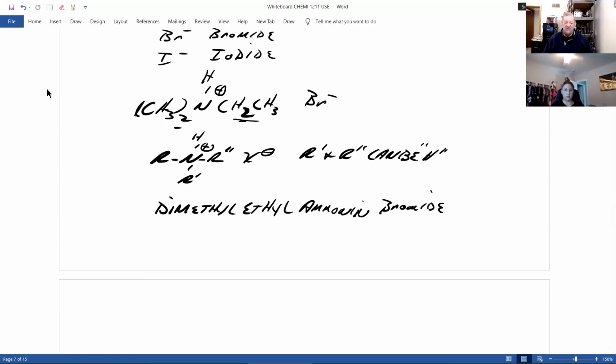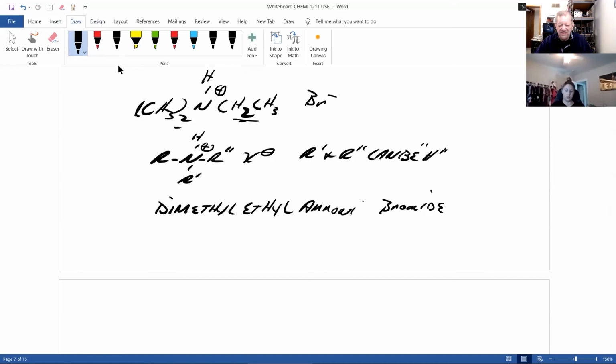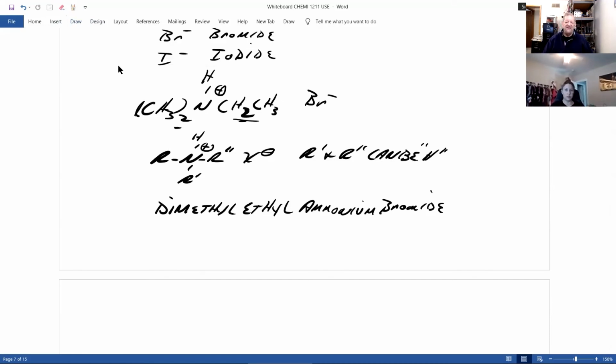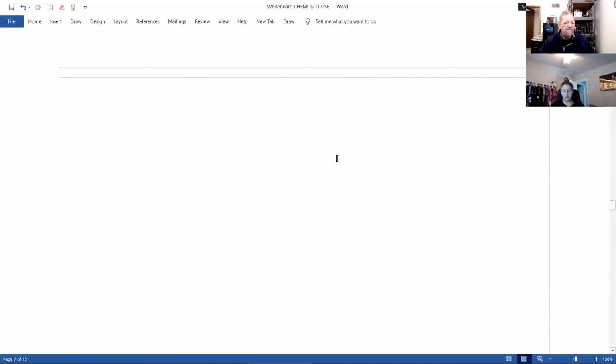Again, name each alkyl group and put that in front on the nitrogen, then add the words ammonium. Let me clean this ammonium up. And the halide is bromine, which is bromide. And there's your turn to have fun. What would be the name of that molecule?